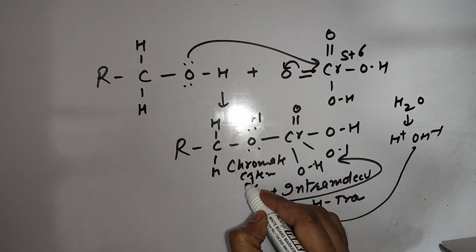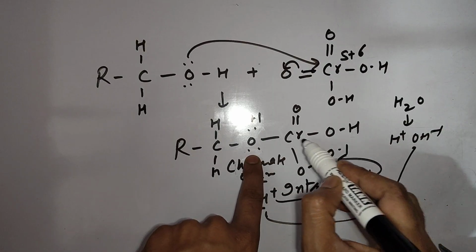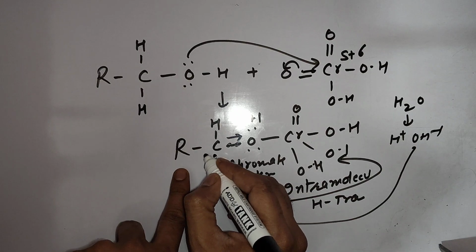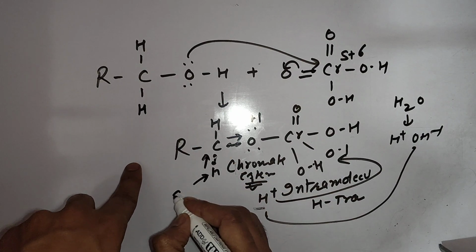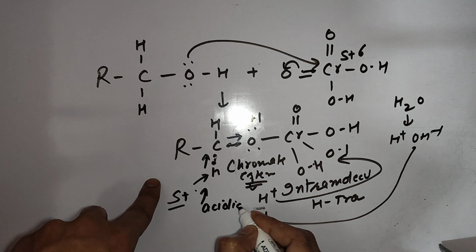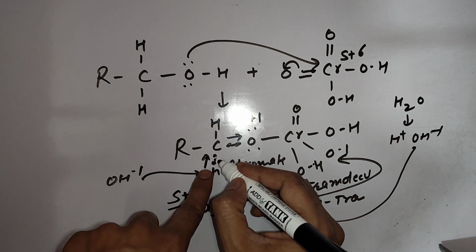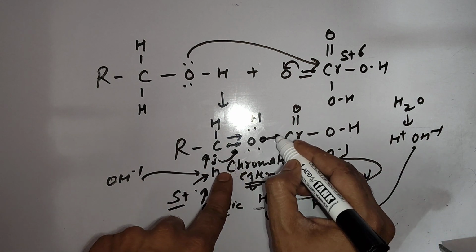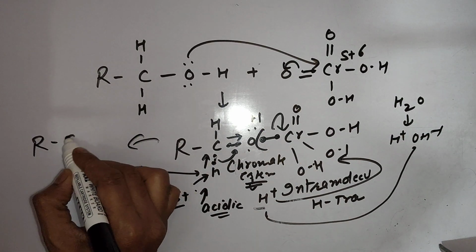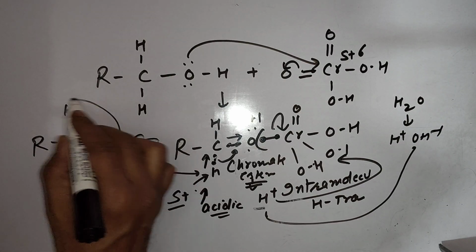This chromate ester is full of oxygen, highly electronegative. So it is attracting electrons from the carbon side. In turn, carbon is attracting electrons from its hydrogen. That's why these hydrogens are becoming highly positive, acidic, which in turn will be attacked by OH negative particles, due to which the carbon hydrogen bond will break and it will transfer its bond with oxygen, due to which this bond will break and electrons will be further pushed. Please check this. RCH double bond O, aldehyde will be generated.